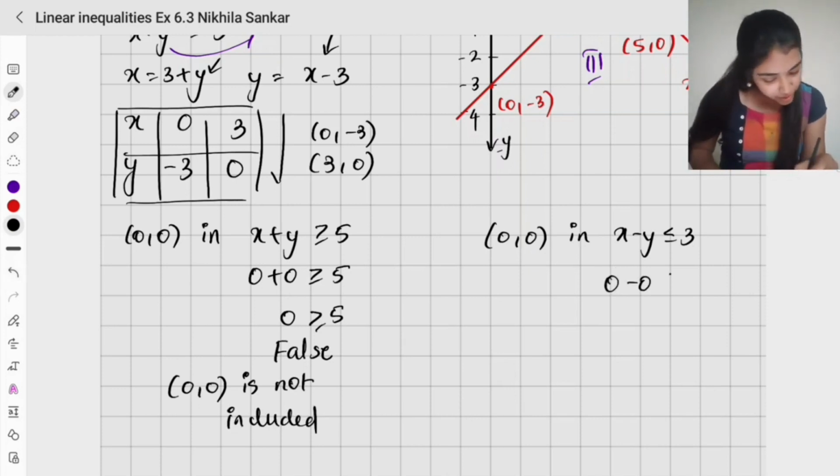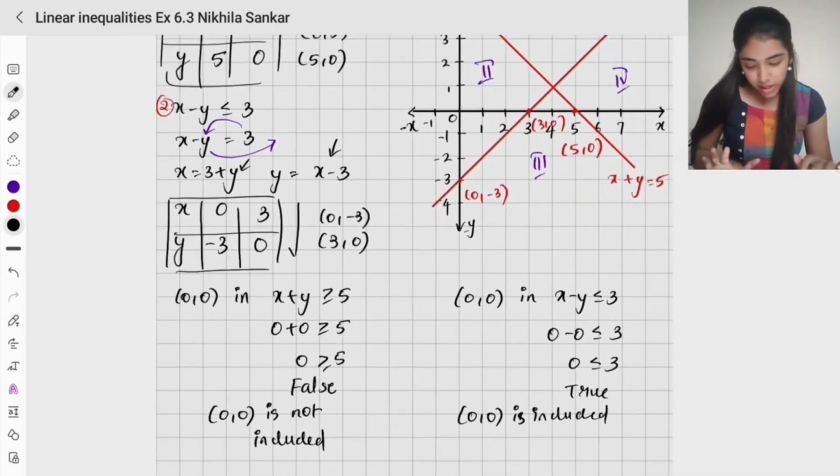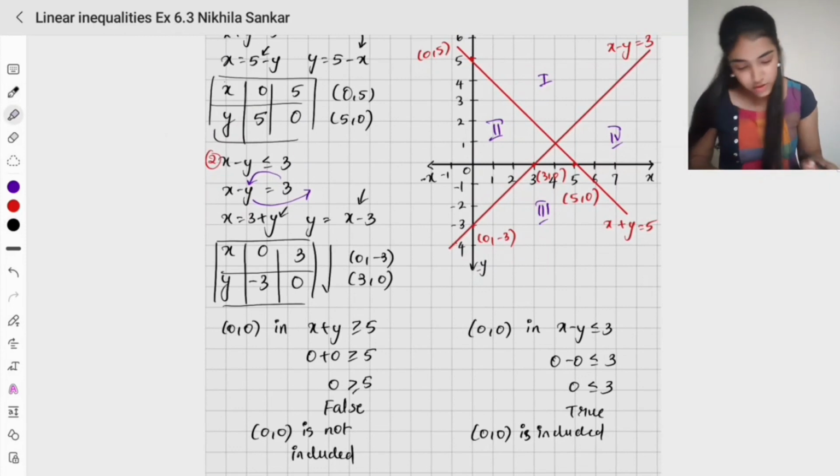I'm going to have 0 minus 0 less than or equal to 3. 0 less than or equal to 3 and this is true. So 0, 0 is included for this particular equation. Now can we shade the region for both? So for the first equation, 0, 0 is not included.